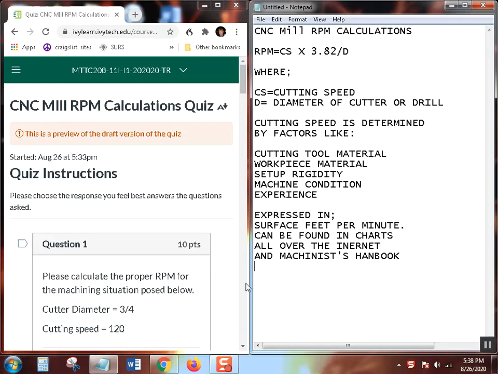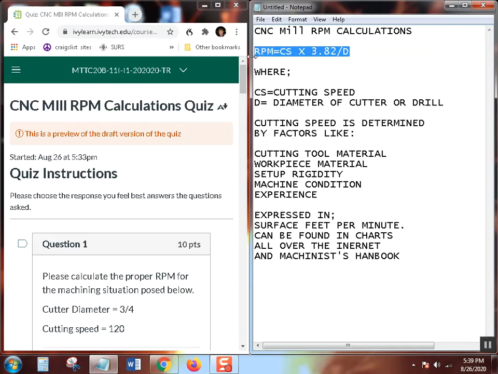The second, probably, and maybe even in some cases more common than that type of cutting tool, would be a drill and drilling operations. So drilling, tapping, countersinking, counterboring, etc. So that's what we're going to do today: show you how to come up with that. So I'm going to talk to you about the formula right here. I've got it right here already.